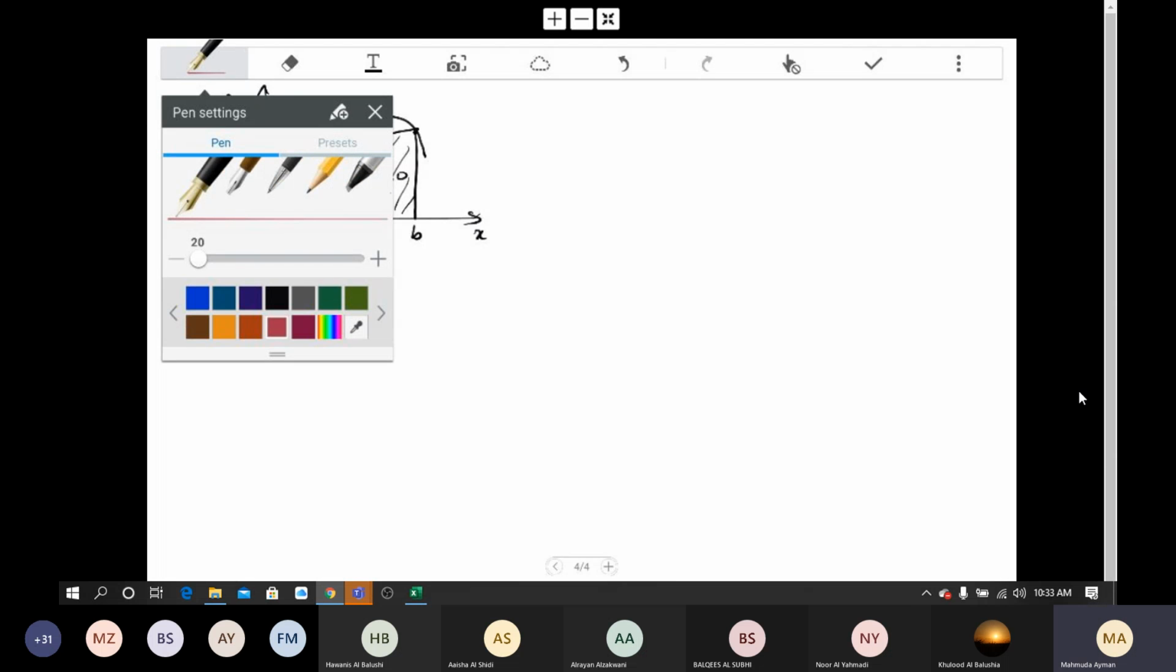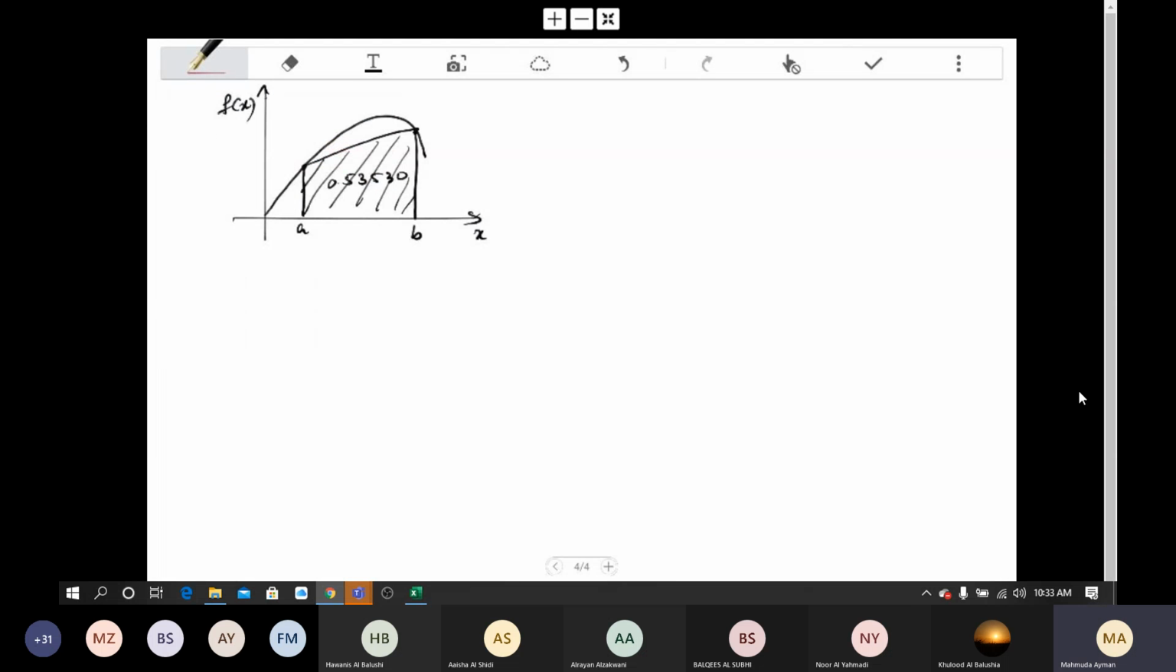Let me make it red so it shows the error. So this is our error, and as you can see, a big percentage of the area was not covered. So this is the error that we have, and it's a huge part that we could not cover when we tried to find the area under the curve, right?